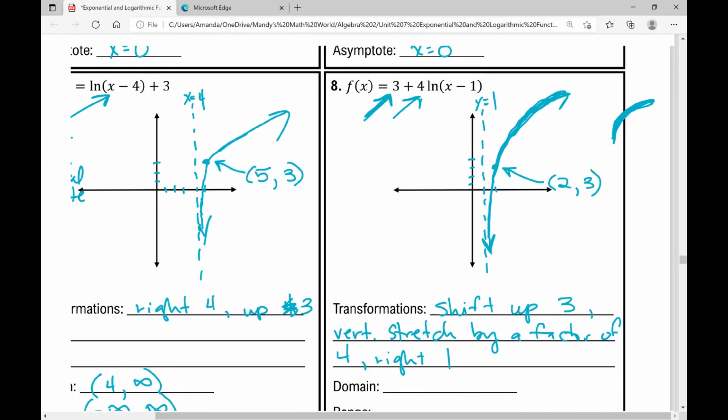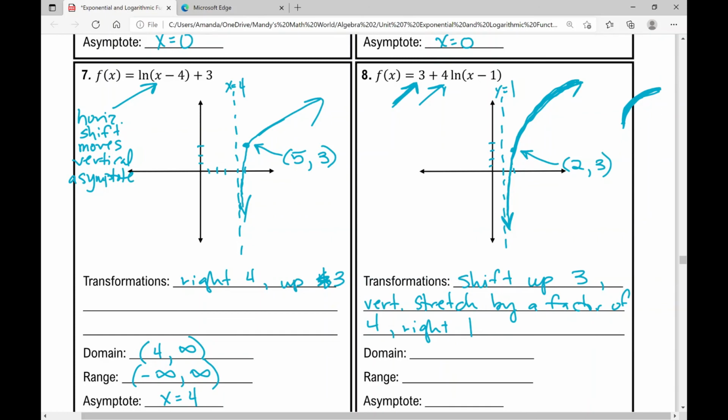Okay, so our domain is now from 1 to infinity. Range has not been affected, negative infinity to infinity, and the asymptote is at x equals 1.